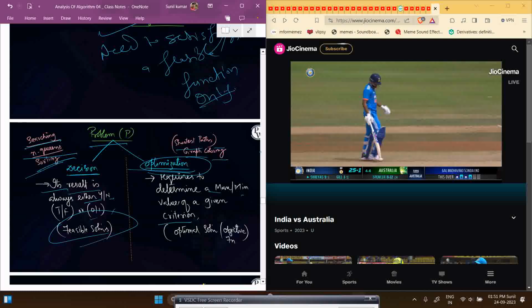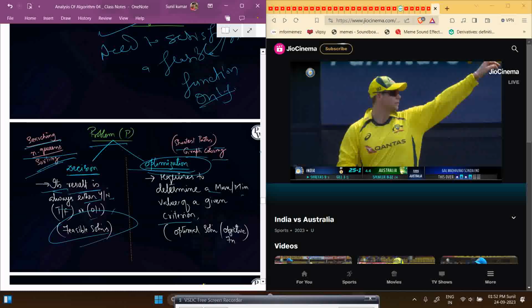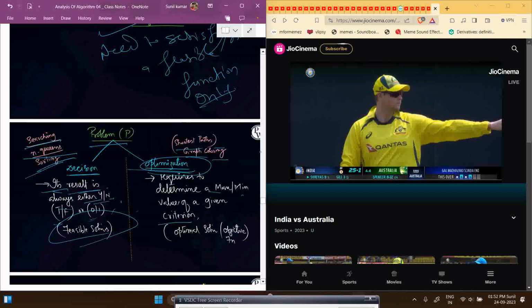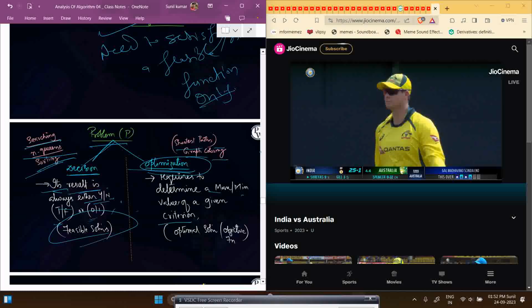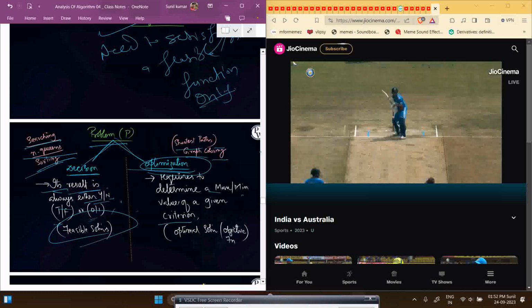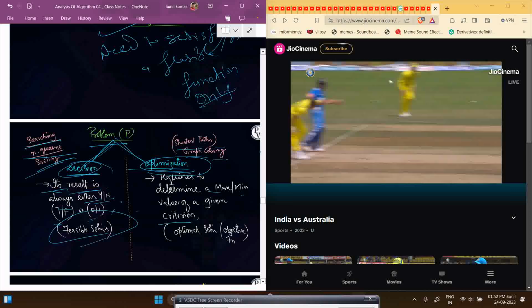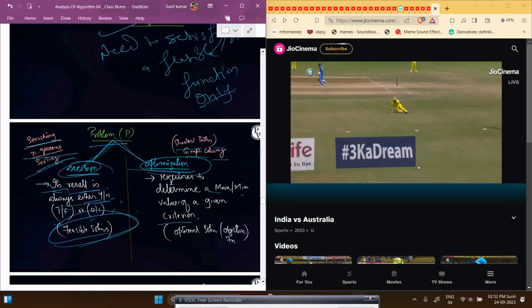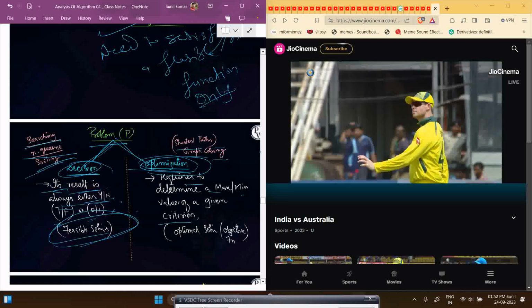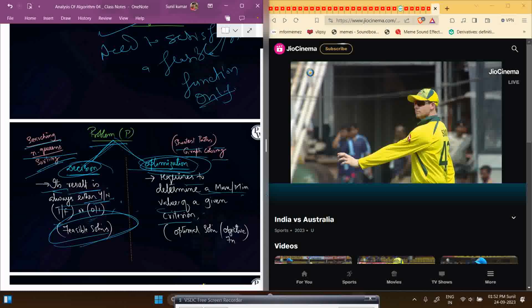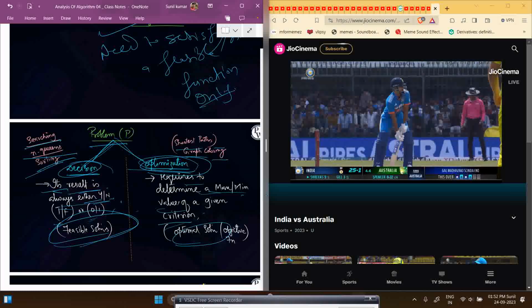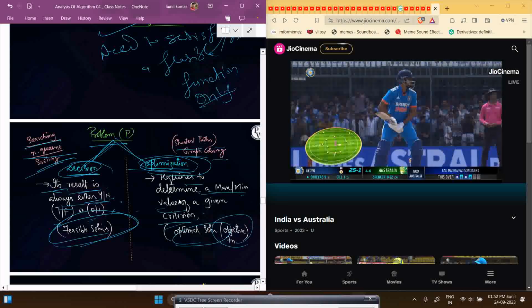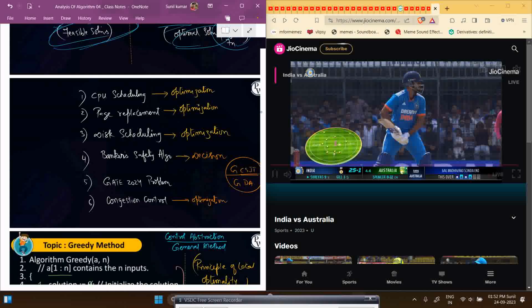So what we are saying is that its result is always either yes or no. True, false or 0, 1. So these are decision problems. Problems are of two types: optimization problem and decision problem. In the decision problem, the feasible solutions are required and will be either yes or no. And optimization requires determining the maximum or minimum value of a given criteria, the optimal solution or objective function.